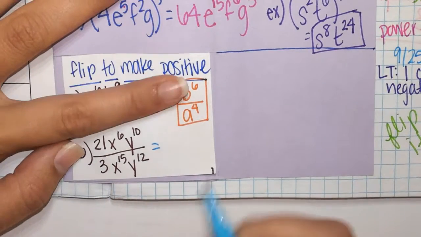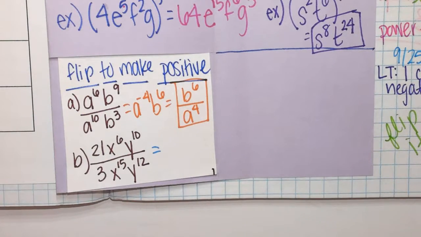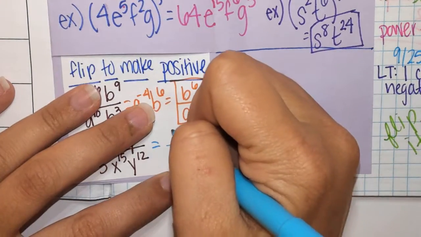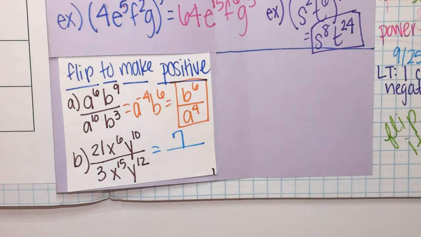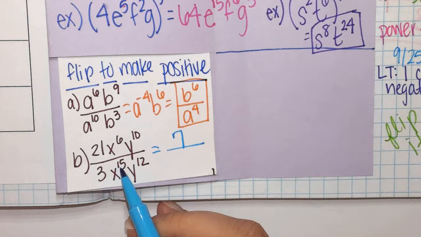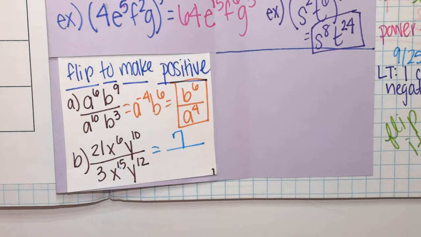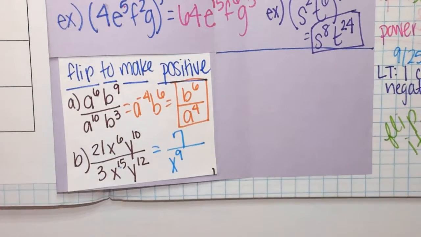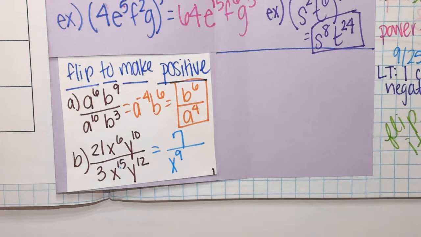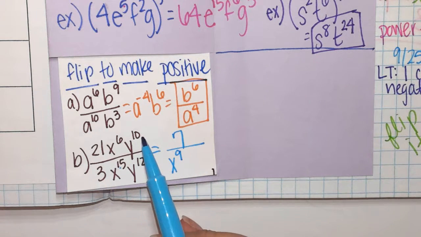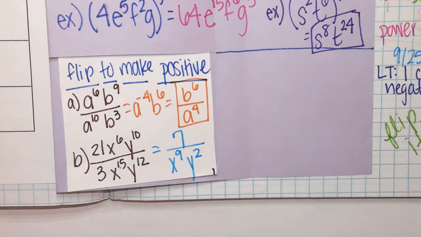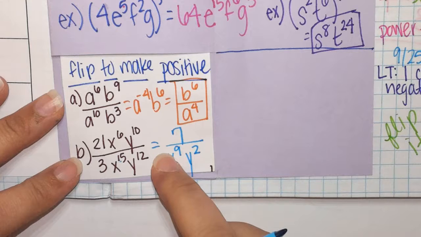All right, what's 21 divided by 3? So is that going to go on the top or on the bottom of our fraction? The top, because it's the big number divided by a small number, so 7 goes up here. Now, let's look at our x's. What's 6 minus 15? Negative 9. So would that go on top or on bottom? Bottom. So let's go ahead and write it on the bottom and just write x to the 9th. We can legally change it like that. All right, so now let's look at our 10 minus 12. What would that be? So would that go on top or bottom? Bottom. And y squared. So when you're writing it, write it wherever the bigger number is.